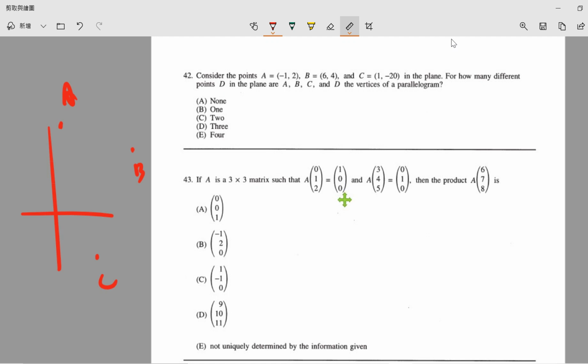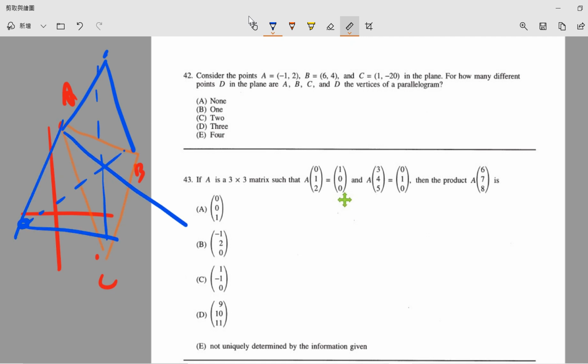How many vertices D can form a parallelogram? This is the old school problem. You can form the triangle. Then you can see there are 3 of them. This is the first one. This is the second one. This is the third one.